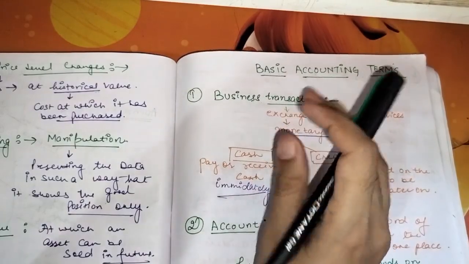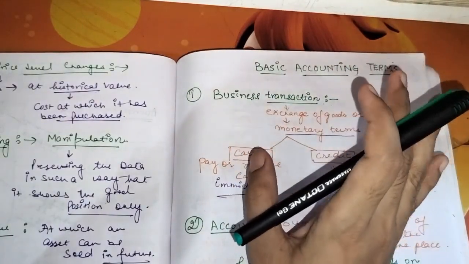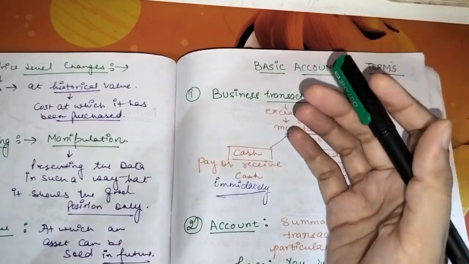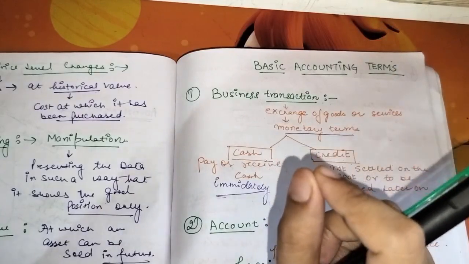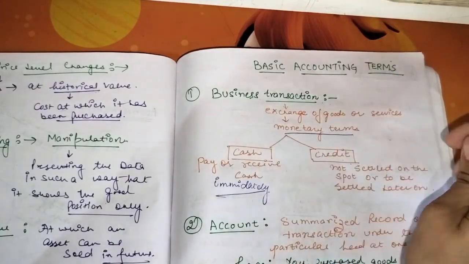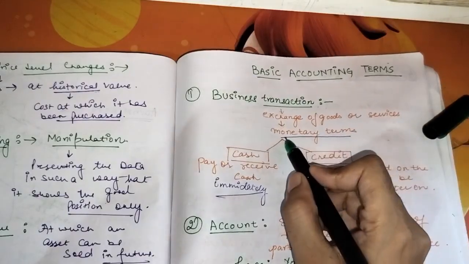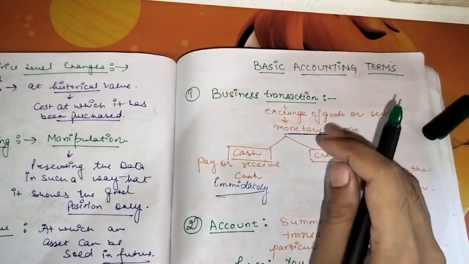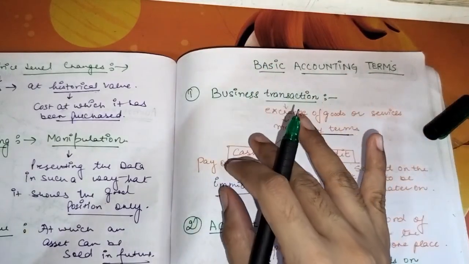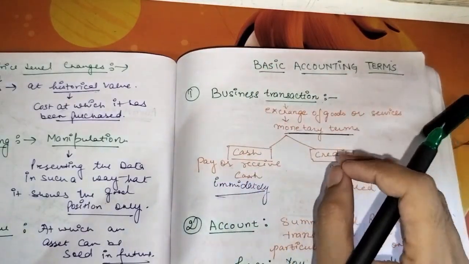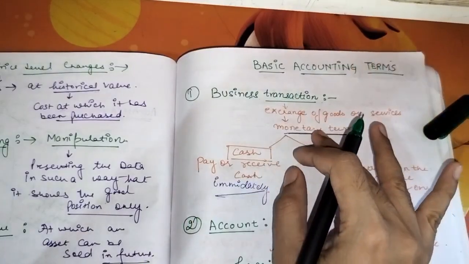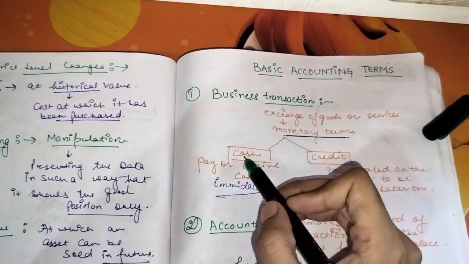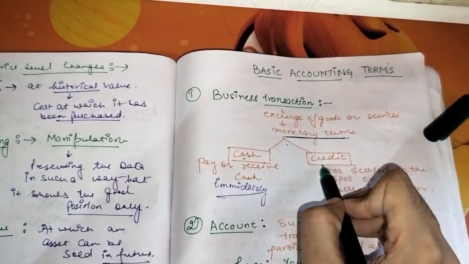Now transaction was already discussed in the last video: it is the exchange of goods and services in monetary terms. The most important word here is monetary term. Whenever goods and services are exchanged for money, that is known as a business transaction. Now this business transaction can be of two types. It can be a cash transaction or it can be a credit transaction.